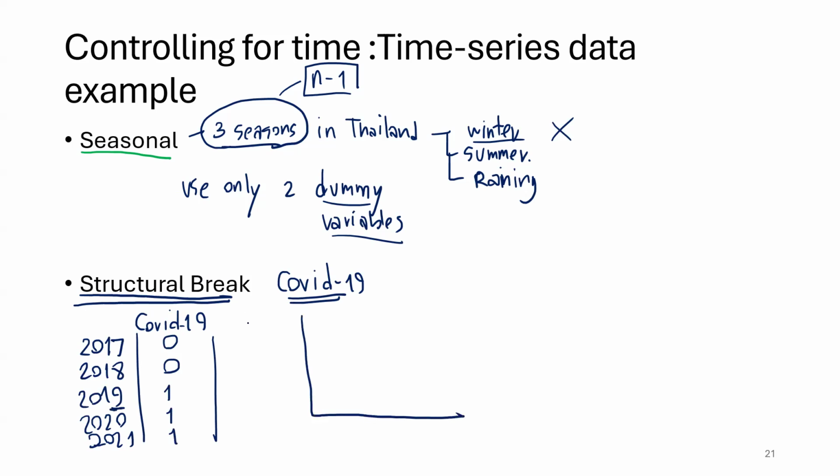So you can do the structural break. For example, you may forecast sales, where sales depend on something here. Then COVID-19 happens: sales increase, then sales decrease. You can use a structural break for COVID-19 to represent this figure. This is like an intercept dummy.